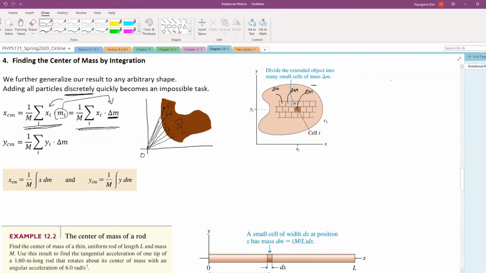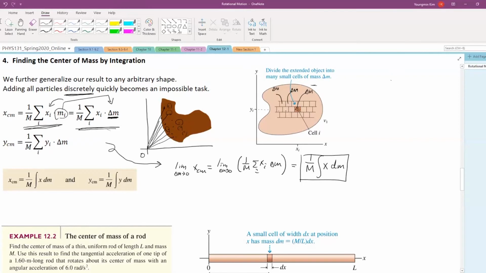Now, once you have that expression, we will take the limit of delta M going to 0 of x_cm, that is, taking the limit of this entire expression. And that will become 1 over M, and the summation will become an integral of x dm. And that is now a more generic definition of center of mass. This works for any arbitrary shape.